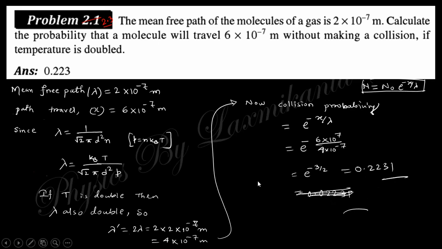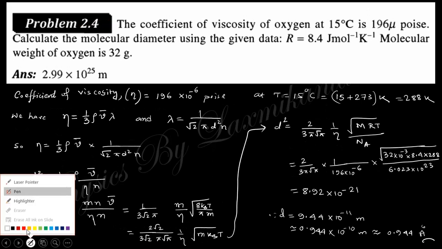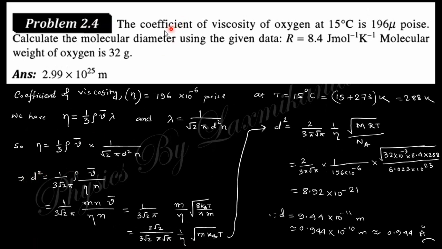Go to the next one. In this problem, it says the coefficient of viscosity of oxygen at 15 degrees centigrade is 196 micropoise. Micro means 10 to the minus 6, poise is the unit of coefficient of viscosity. Temperature is 15 degrees centigrade.